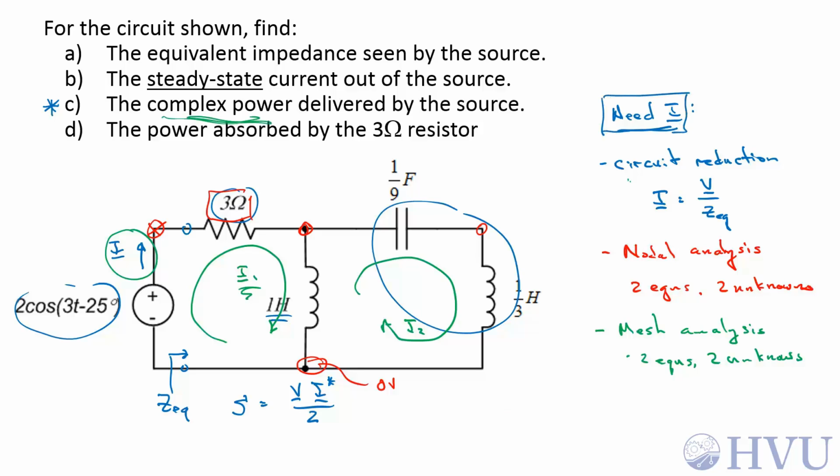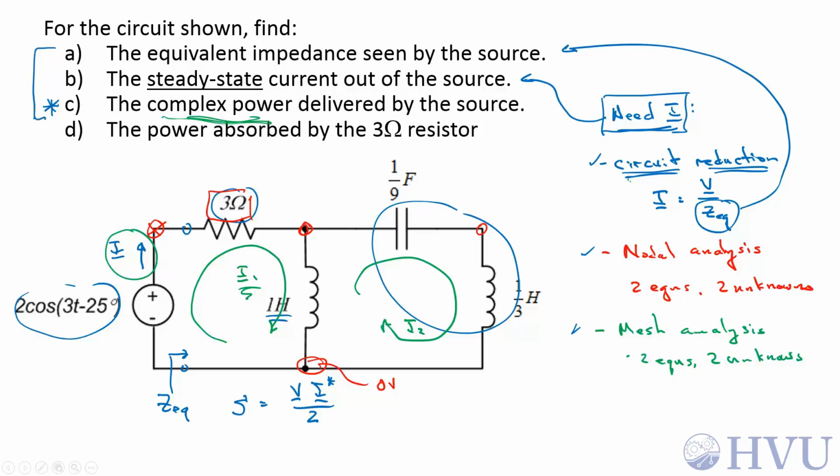Getting I by whatever approach, circuit reduction, nodal analysis, or mesh analysis, is part B. I've decided that that's probably easily done using circuit reduction, so I need the equivalent impedance seen by the source, which is part A. So basically, in parts A, B, and C, I'm walking you through what I think is a logical process to get the complex power. If I just come out and ask you for the complex power without asking for anything else, you would still need to go through this thought process, know that you need the current out of the source, pick a reasonable approach towards finding that current, and then do that one.